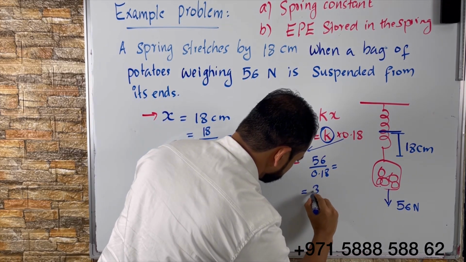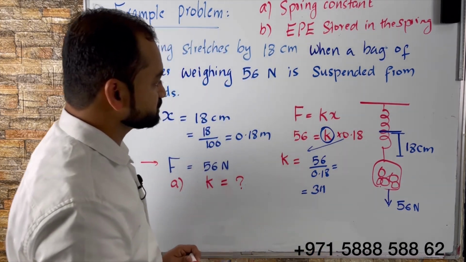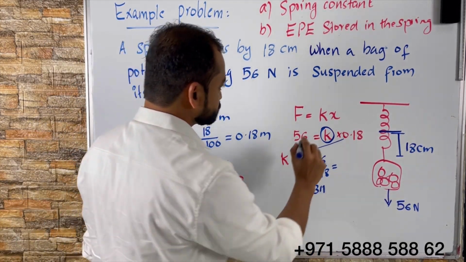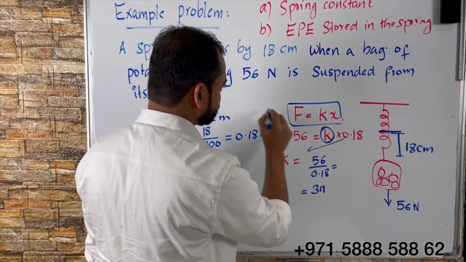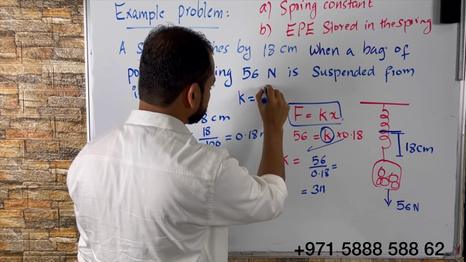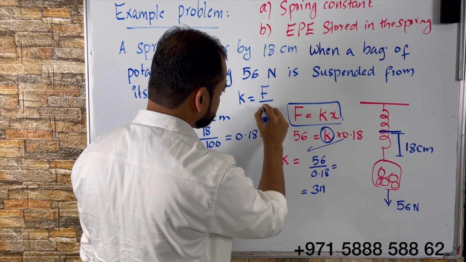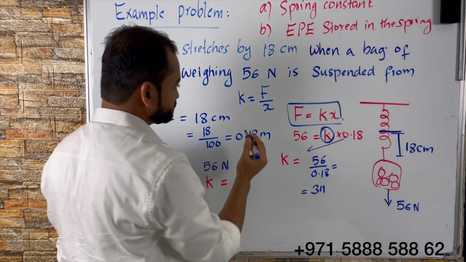Answer is equal to 311. What is the SI unit for K? So K, you can see here from this equation. If I write the equation for K, K is equal to F divided by X, right? So K is equal to F by X.